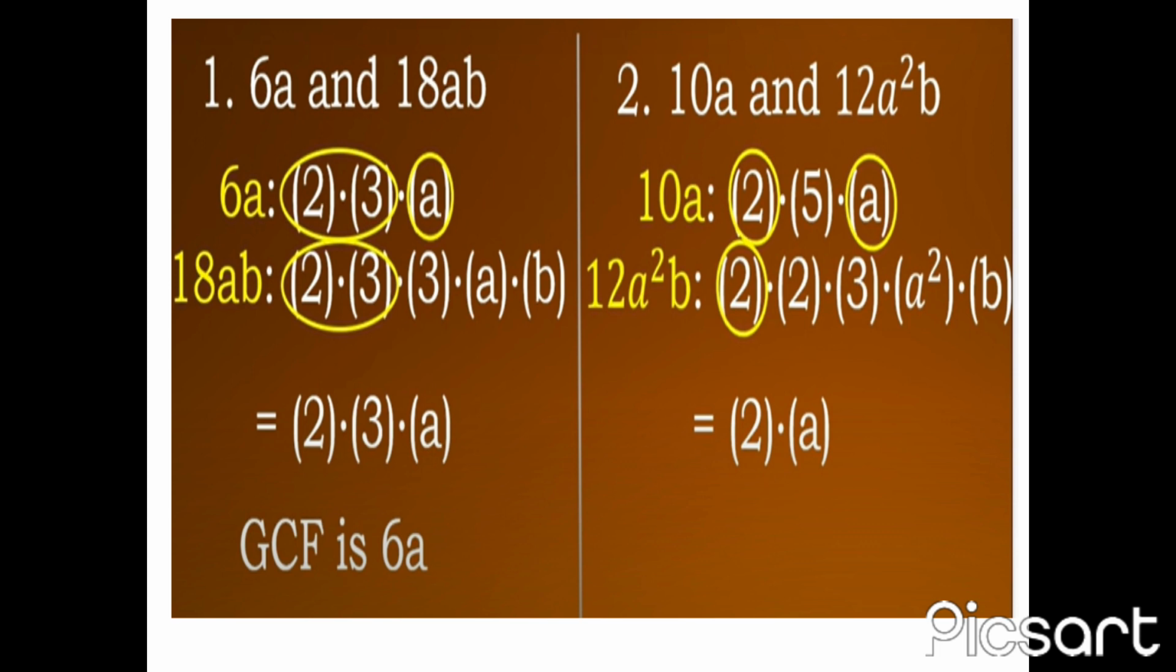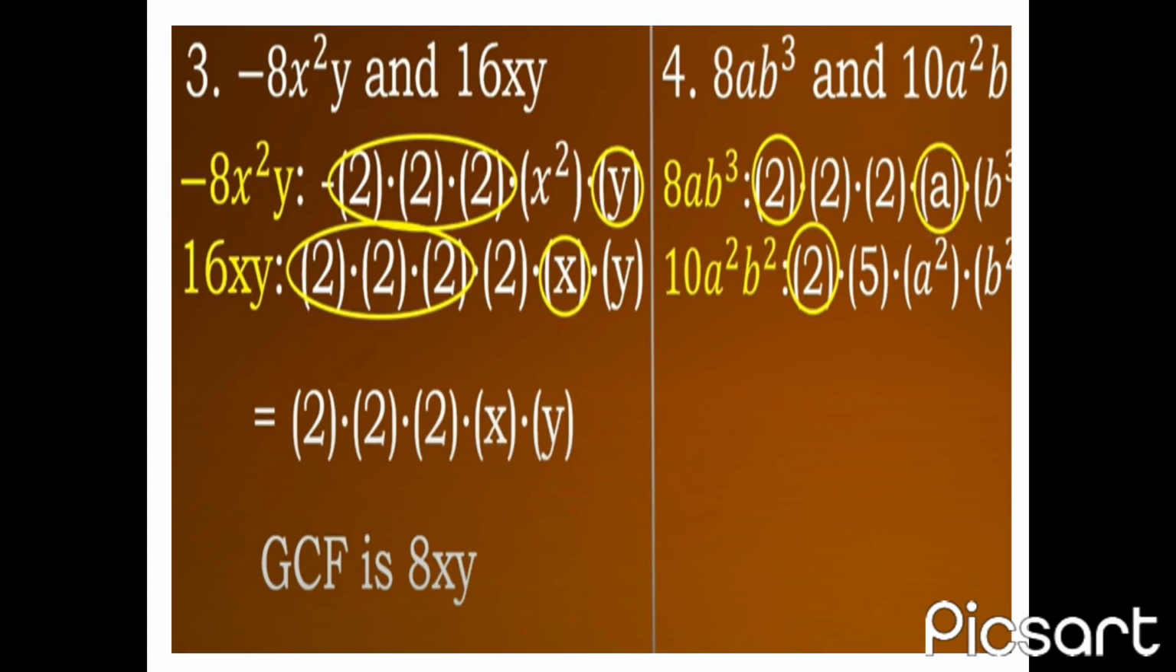Okay, number 2: 10a and 12a squared b. For 10a, the factor of 10 is 2 times 5, and the variable is a. Then for 12a squared b, the factor of 12 is 2 times 2 is 4, times 3 is 12, and the variables are a squared, or a times a, and b. We have a common variable, which is a, and they also have 2 in common. So our greatest common factor is 2a.